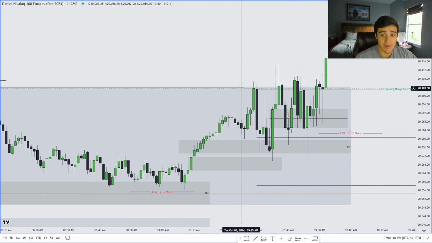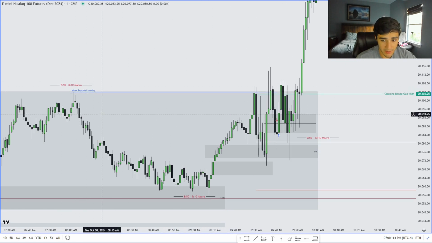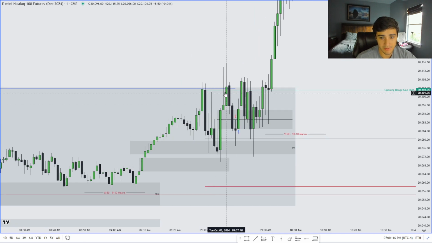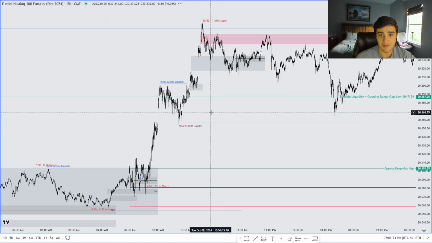And I was liking how price was closing below the minor buy side liquidity above this high. So I was reading that price action. Saw this get inversed, traded back up into it, and that's where I sold short. And I was using a 15-second chart. So get this.